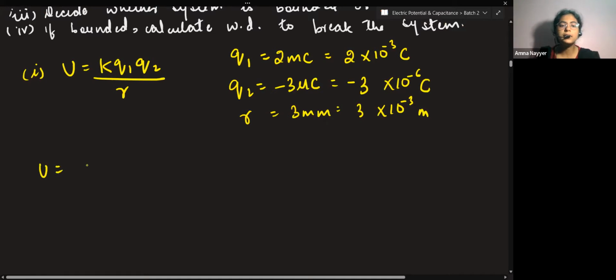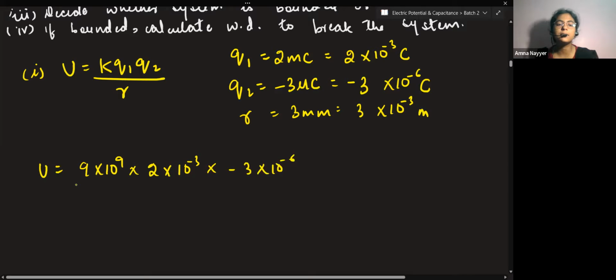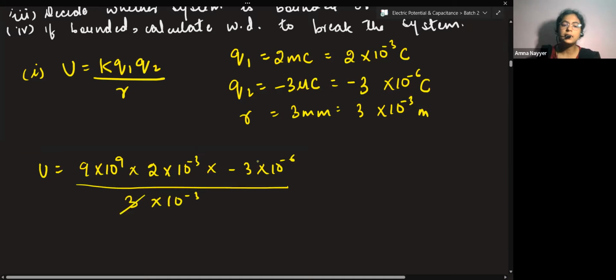Potential will be what? K is 9 into 10 to the power 9. Q1 is 2 into 10 to the power minus 3. Q2 is minus 3 into 10 to the power minus 6. Divided by 3 into 10 to the power minus 3. See, 3 will get cancelled, 10 to the power minus 3 will get cancelled. 9 multiplied by 2, this is 18, negative sign. And 10 to the power 9 minus 10 to the power 6, this is 10 to the power 3. SI unit will be joules because this is potential energy. So this is the total potential energy.